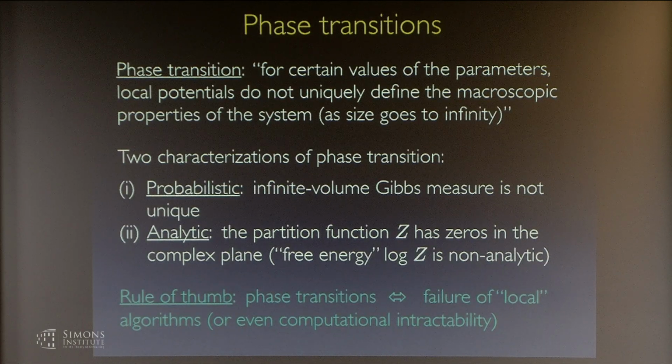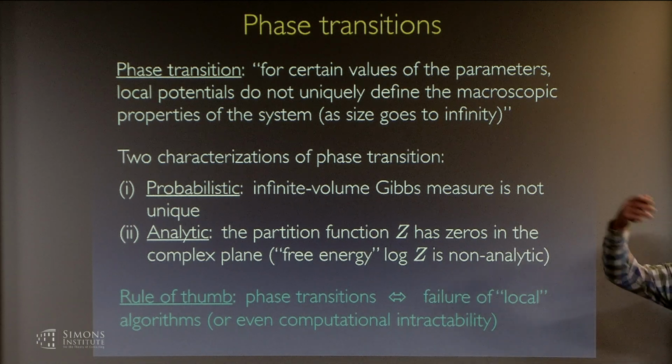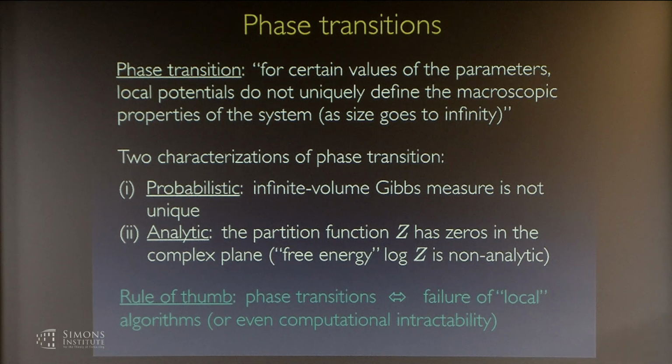Okay. Right, so now I want to talk a little bit about phase transitions. One way to think about phase transitions is that if you just specify the local potentials of the model, then as the size of the system goes to infinity, they are not enough to determine the macroscopic properties of the system. So somehow there's some non-determinacy as the system goes to infinity. I'll make that precise in a moment.